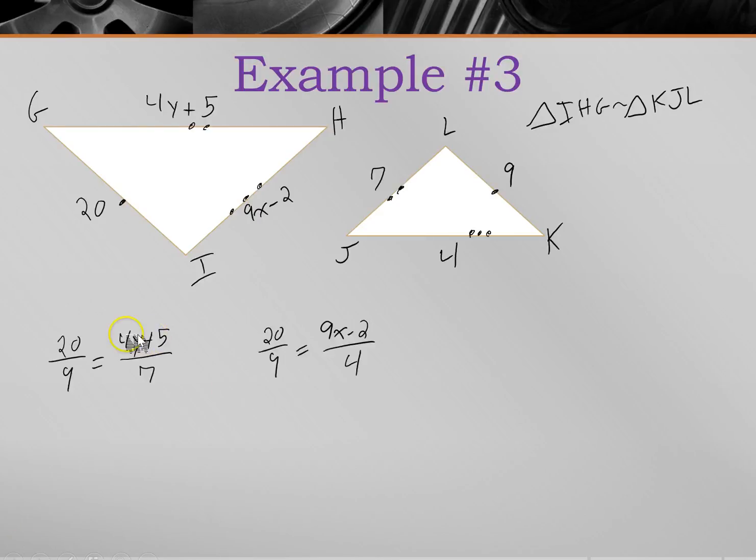Alright, so you should be having these two proportions. Again, using the statements themselves, GI should match with LK, GH should match with JL, and HI should match with JK. So 20 over 9 has to equal 4y plus 5 over 7. And then again, 20 over 9 should equal, this time, 9x minus 2 over 4.